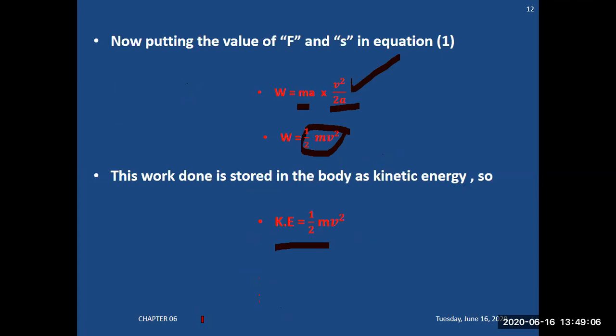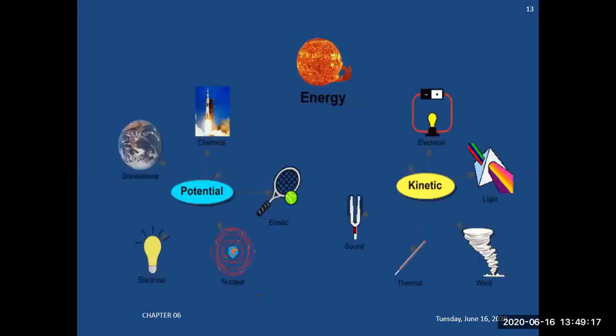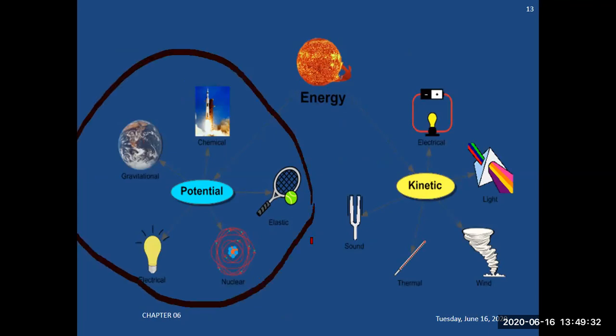Or you may be asked to prove that KE is equal to half mv square, and then you will be able to derive the formula for kinetic energy. Here are some examples of converting energy: chemical energy, one type of energy converted into another type of energy, and potential energy, where you apply a force and one type of energy is converted into another type of energy.